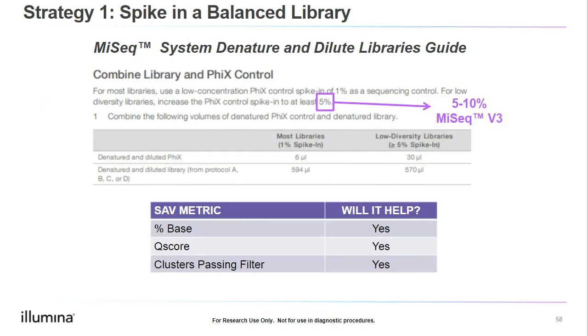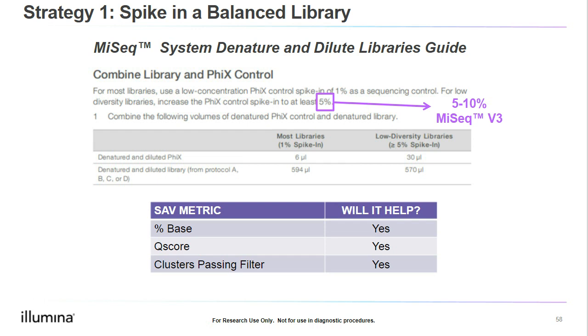The first way we can improve low diversity amplicon sequencing is to spike in the well-balanced genomic library PhiX. For a well-balanced run, we recommend spiking in 1% of PhiX as a sequencing control. For low diversity sequencing, we can also use PhiX to add base diversity at each cycle. On the MiSeq using V3 chemistry, we recommend spiking in between 5 and 10% PhiX into your library pool.